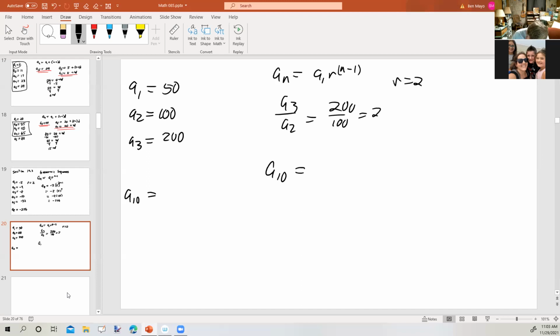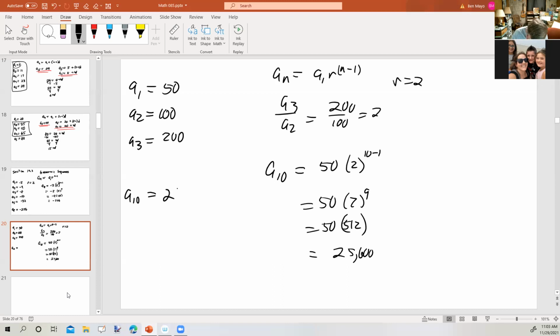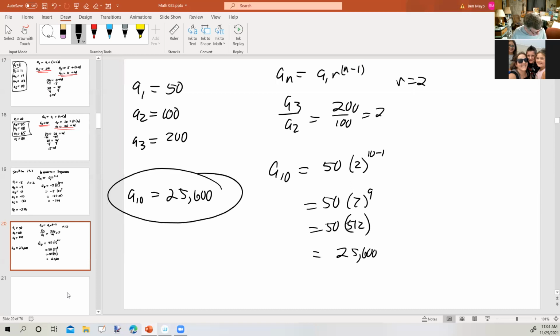So a sub 10 is a sub 1 times 2 to the 10 minus 1 power, which is 50 times 2 to the 9th power, which is 50 times 512. 512 times 50 is 25,600. So there is the specified term.